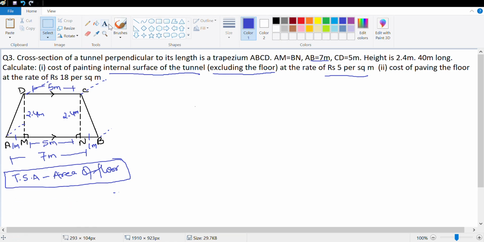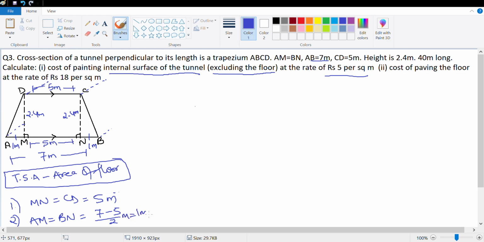Next, in triangle ADM, let's first write that. MN is equal to CD is equal to 5 meter, which means AM is equal to BN is equal to (7 minus 5) upon 2 meter, which means both of them are equal to 1 meter. Next, we need to find the cross-sectional area. For that, I'll need to know the length of AD.